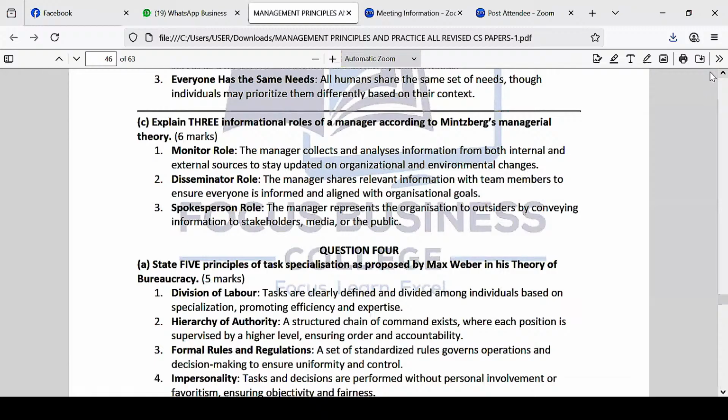As a manager, you are supposed to pass information to the people concerned or to your juniors. So those are the three informational roles of a manager according to Mintzberg's management theory. So Mintzberg was able to categorize the roles. He was able to group the roles, very, very important. So he was able to get them and group them.